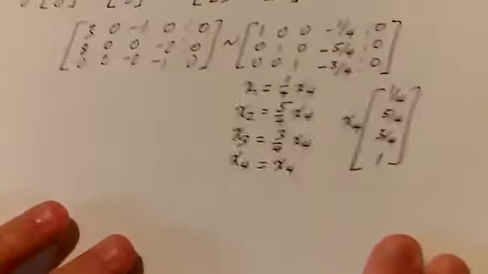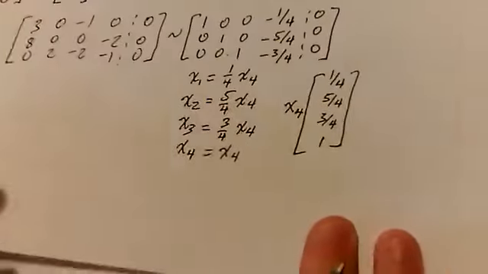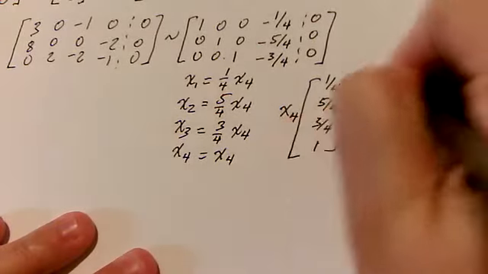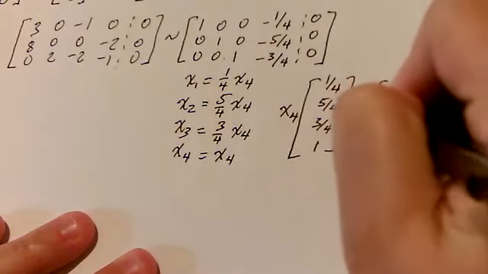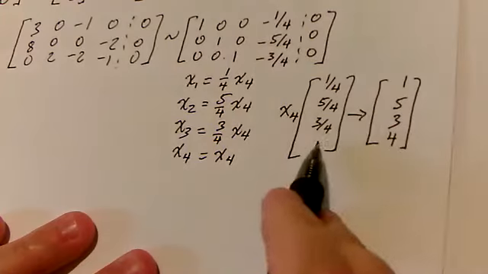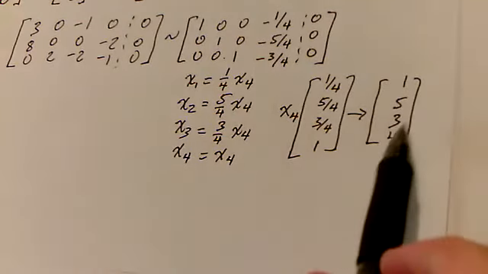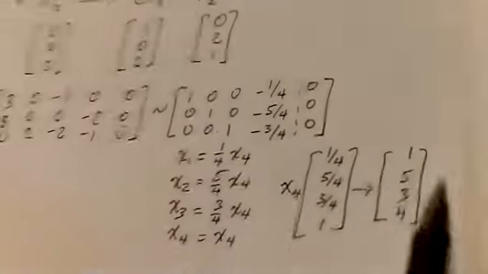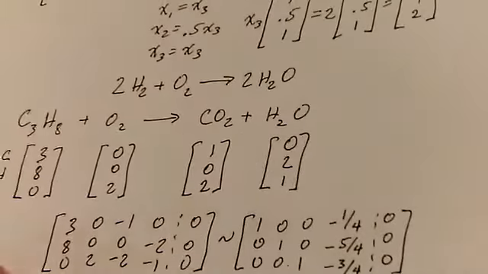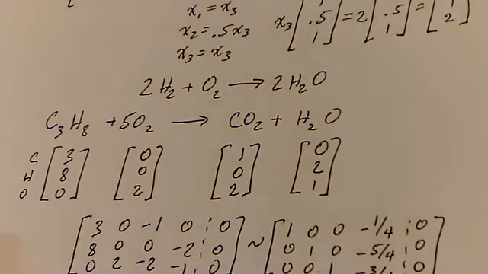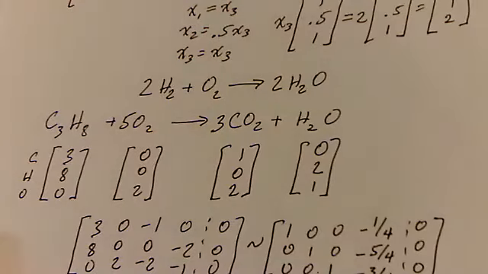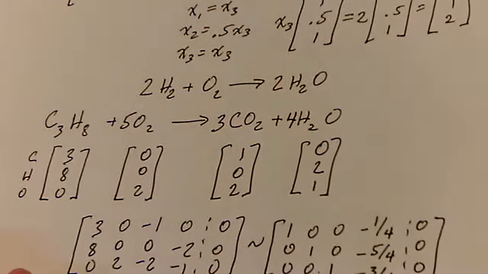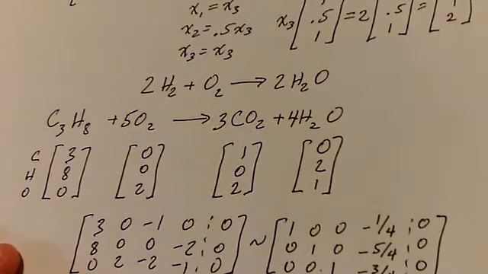But we know we can't have fractions in these chemical equations. So I need to multiply by 4 to take care of that denominator. My resulting vector is going to be 1, 5, 3, and 4. That is that vector multiplied by 4. So 1, 5, 3, and 4 are the values that we put into the chemical equation that we started with. 1 is the first one, x1. So 1 C3H8, 5 O2s, 3 CO2s, and 4 waters. So 1, 5, 3, 4 is our solution there.